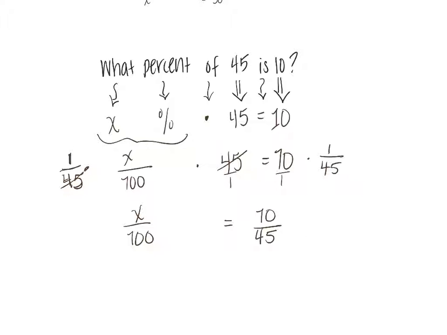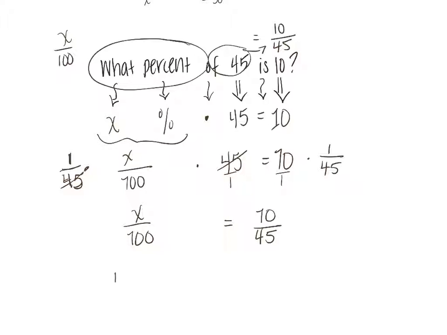is 10 out of 45. And in order to solve this, I would have 45x equals 10 times 100, right? Because I'm multiplying these and these.